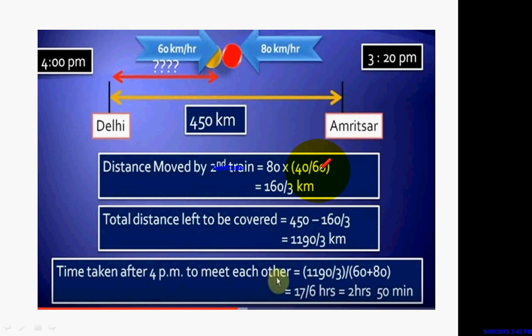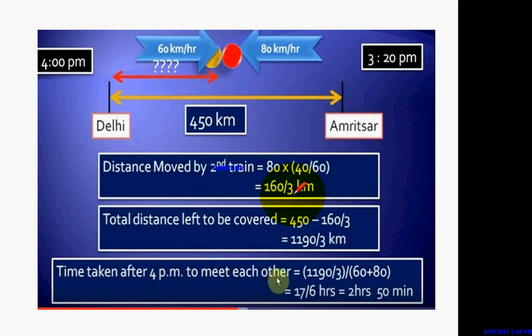That's why I have written 40 by 60, because the speed is mentioned in kilometers per hour. So the conversion of units is very important. Simplifying 40 by 60, you'll get the answer, that is 160 by 3 kilometers. That is the distance moved by the second train during that 40 minutes duration. So before the first train has started, the second train has already travelled 160 by 3 kilometers.